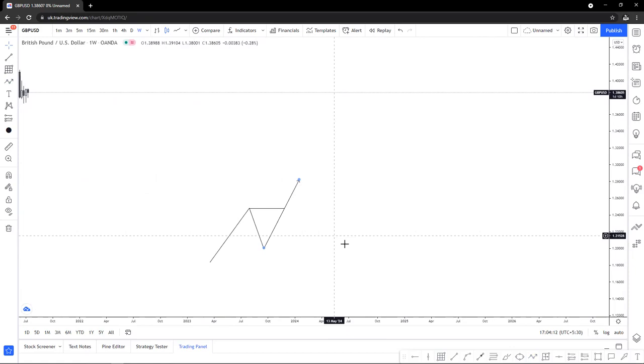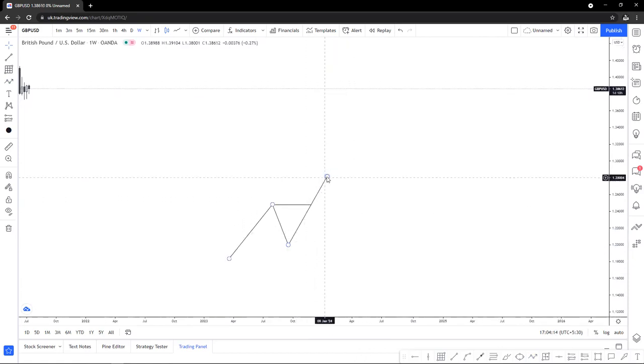Okay, and now what price does is it comes back down to take out all the internal range liquidity, and then it goes back higher to take out the external range liquidity. The external range liquidity lies right here. All trading ranges have internal range liquidity resting inside of them and external range liquidity resting outside of them.